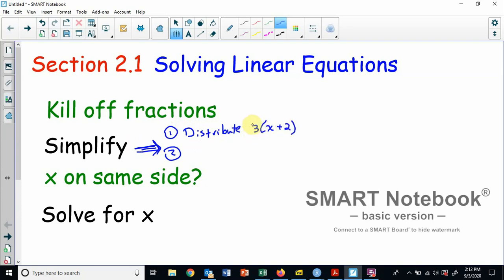For instance, if I have parentheses and stuff being added inside the parentheses, and then on the outside something being multiplied, I am allowed to distribute that and multiply by every term on the inside of the parentheses. See, 3 times 2 is what? 6. So that is a step in simplifying.